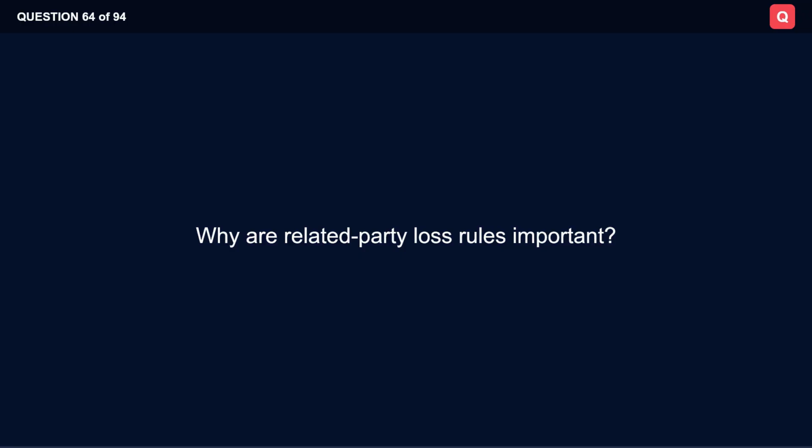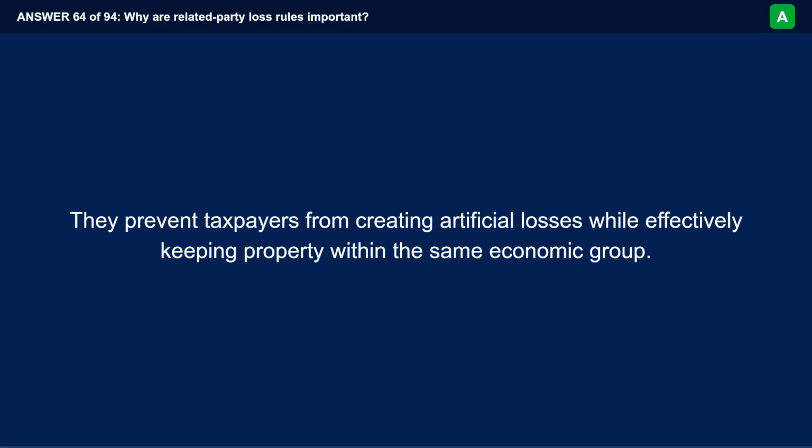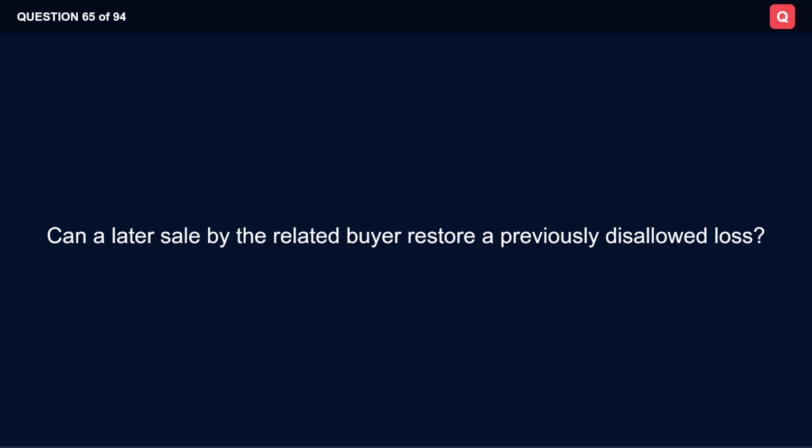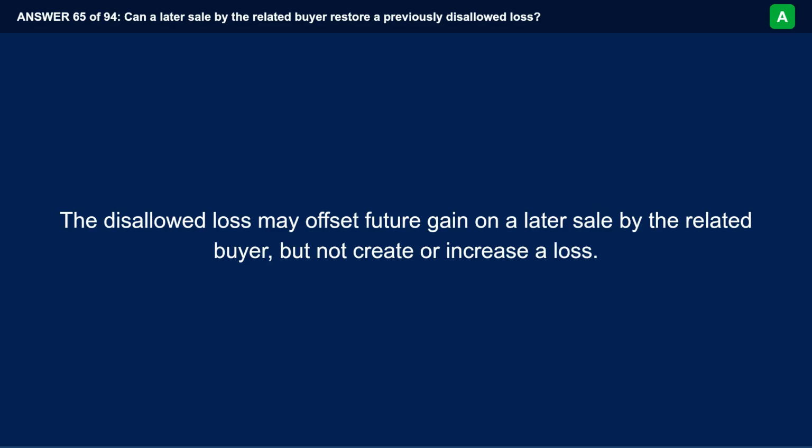Why are related party loss rules important? They prevent taxpayers from creating artificial losses while effectively keeping property within the same economic group. Can a later sale by the related buyer restore a previously disallowed loss? The disallowed loss may offset future gain on a later sale by the related buyer, but not create or increase a loss.